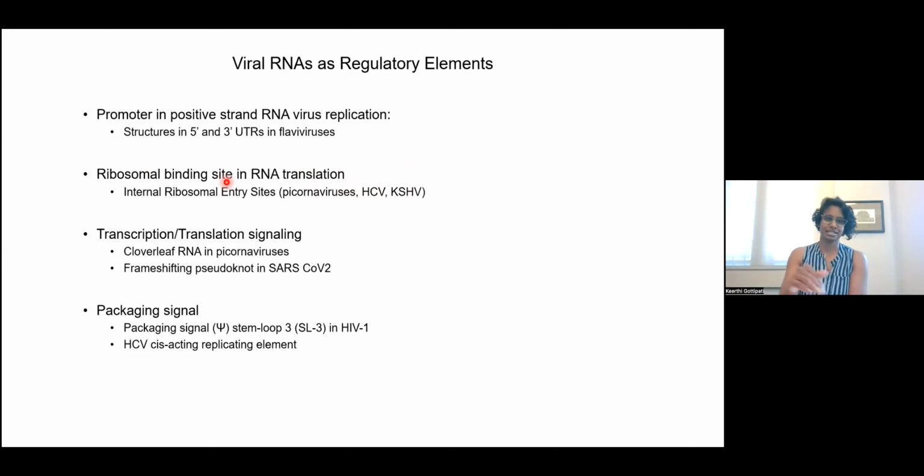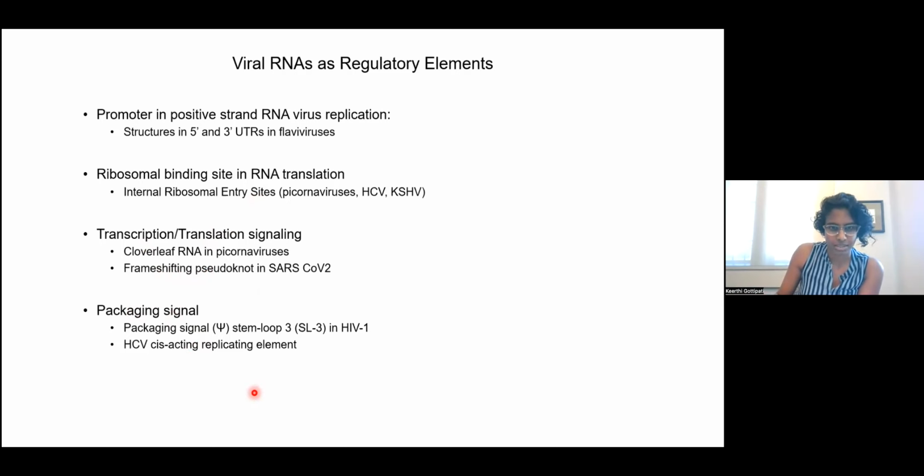Here are some of the functions of the viral RNAs. They could be promoters in positive strand RNA virus replication. These are structures such as the 5' and 3' UTRs in flaviviruses. They could be the internal ribosomal entry sites, which are ribosomal binding sites, and they promote viral translation. They can be involved in transcription and translation signaling. This is done by the cloverleaf RNA in picornaviruses or the frame-shifting pseudoknot in SARS-CoV-2.